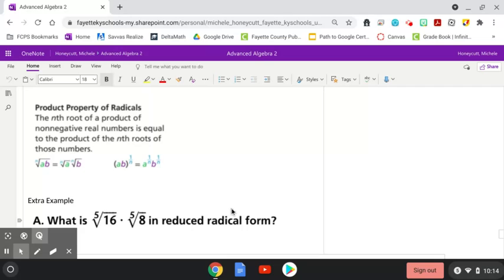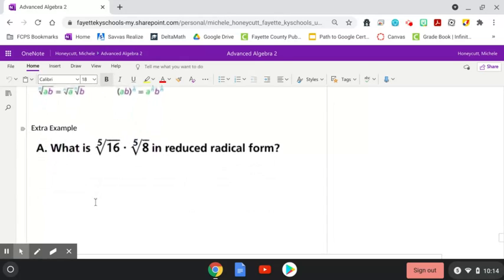Now here's that product property again. We did take a single radical and break it up into multiple, but we can also work this the other way where we have multiple radicals and combine it into one if the indices are the same. So if those roots are the same. So this is an extra example, and it's going to help make the other part easier.